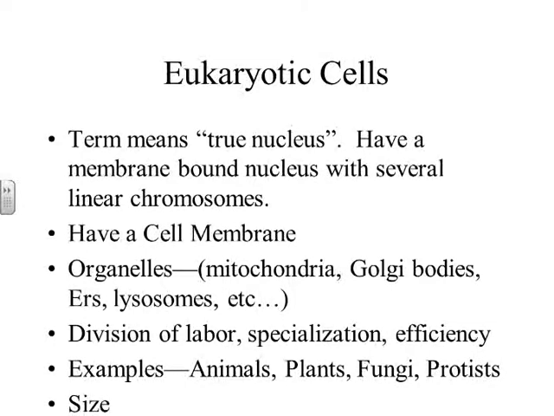Eukaryotic cells have a cell membrane made of phospholipids. We have membrane-bound organelles. Mitochondria, Golgi, lysosomes, etc. And again, because it's got that membrane around it, that allows the inside to be different than everything around it. So it specializes, becomes good at a job, divides up the work of the cell, and increases the efficiency of the cell. That's important. And the examples are everything on Earth except what? Except bacteria.